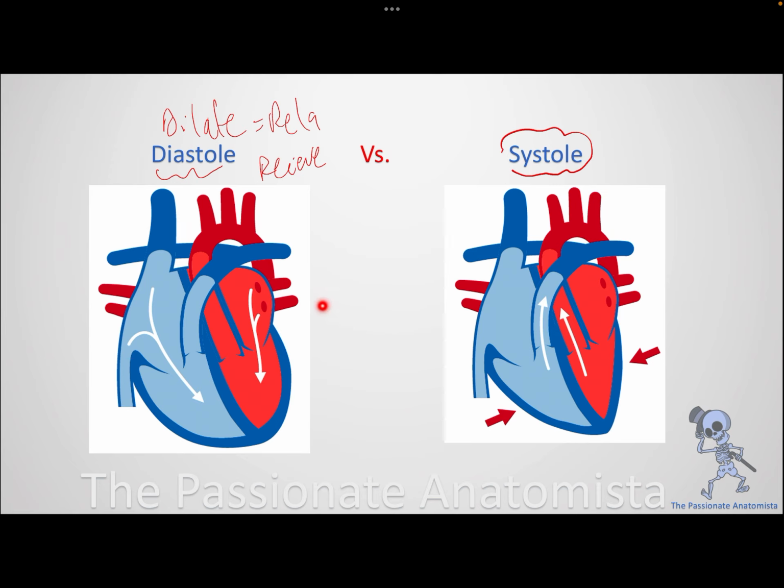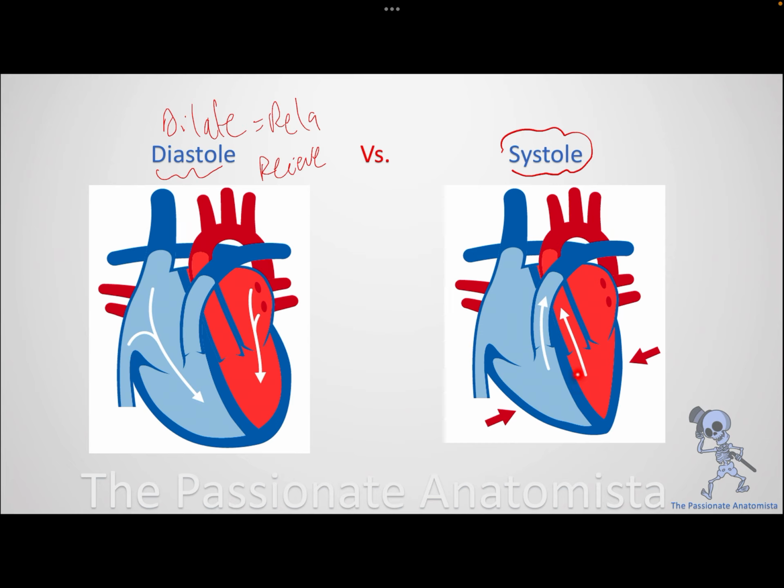So dilation, diastole, relaxation of the heart, opening of the atrioventricular valves. It's when the blood flows from the atrium to the ventricles. And systole is when you contract the ventricles. Now you want to send the deoxygenated blood from the right ventricle to the lungs to get oxygenated, and when you want to send the oxygenated blood from the left ventricle through the aorta to the body.